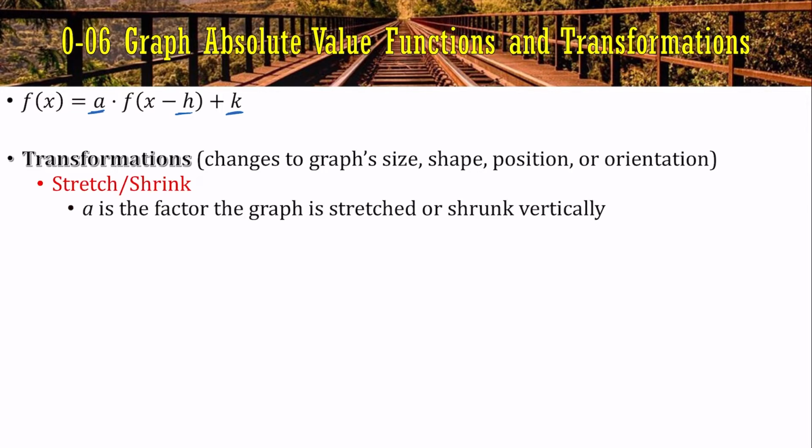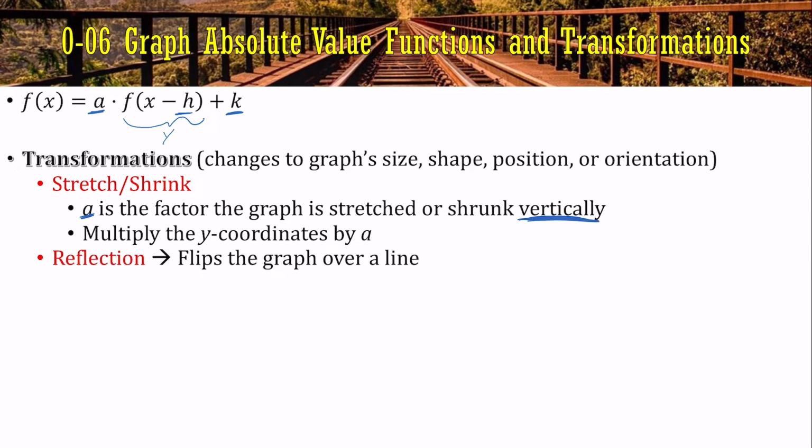The A is the stretch or shrink factor vertically. So if A is 2, it is stretched out twice as tall. We'll make it look thinner though. If A is a half, it'll be half as tall. Might look a little wider. And you do that by multiplying the y coordinates by A. Why? Because remember, f of whatever is the same thing as y.